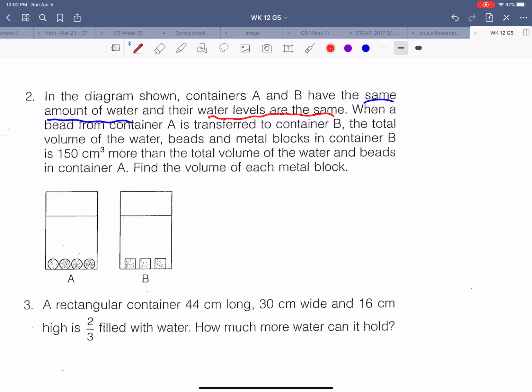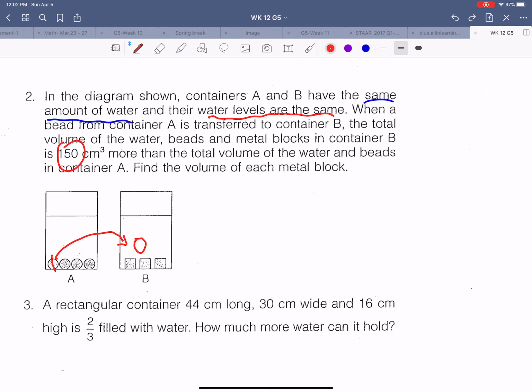When 1 bead from container A is transferred to container B, you're transferring this piece to here and you don't have it anymore. Okay, the total volume of water of container B is 150 centimeters cubed more than what we have for container A. Trying to find the volume for each metal block. Trying to find about these 3 metal blocks.